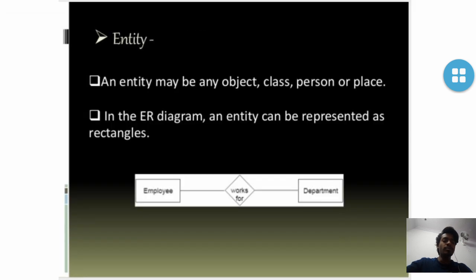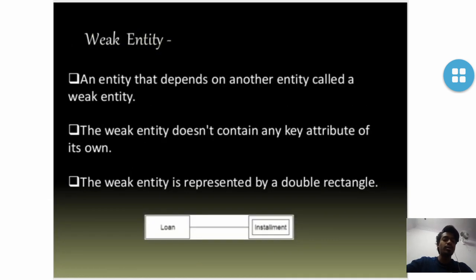Entity. An entity may be any object, class, row, person, or place. In the ER diagram, an entity is represented as a rectangle. You can see the entities are employee and department.